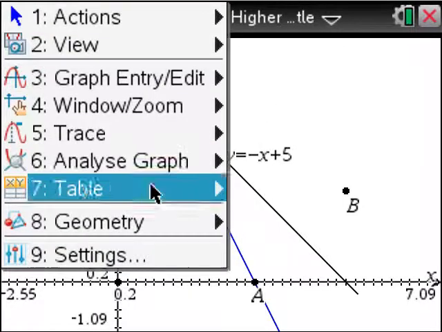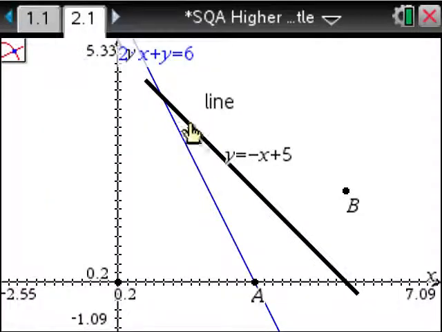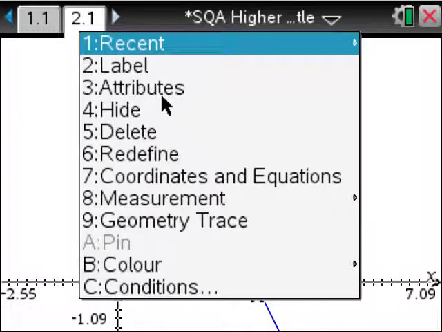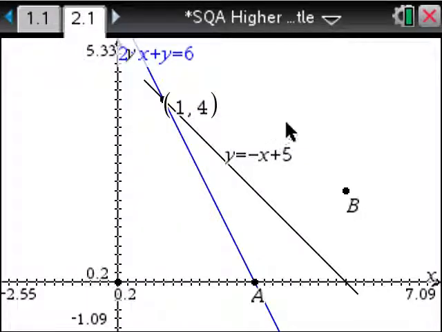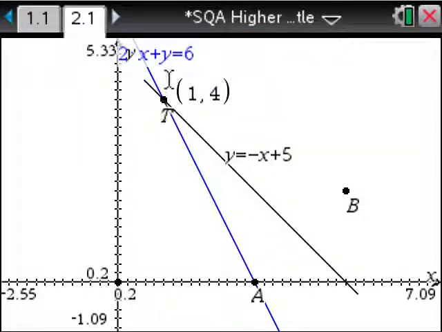So what I have to do instead is geometry, points and lines. If I do intersection and do that line with that equation, I then do get the intersection point. So this is a geometry-based issue. If I go over that point and press Control menu and get its coordinates and equations, I can see that these lines meet at the point 1, 4. So that's the point T. I suppose I better label it as T. So I'll go over it, press Control menu, and label it as T.